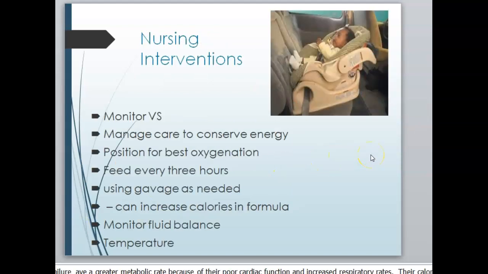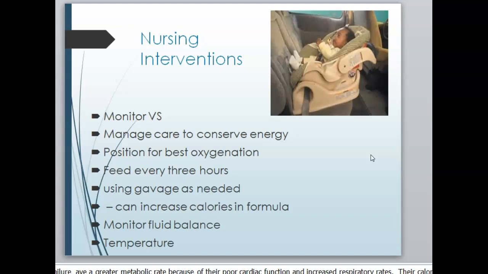Nursing interventions. What are we going to do as nurses? Of course, we're going to monitor vital signs. We're going to manage care to conserve energy, right? So we want to make sure that we're not overwhelming the child. We want to position for best oxygenation. We want to feed every 3 hours. Use gavage as needed. Can increase calories in the formula. Monitor fluid balance and keep temperature at a stable level.